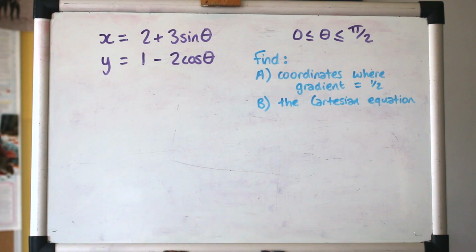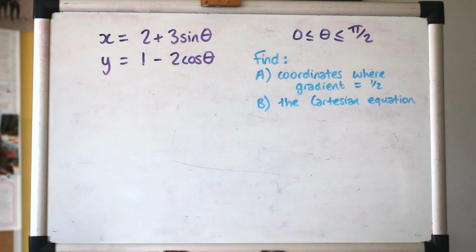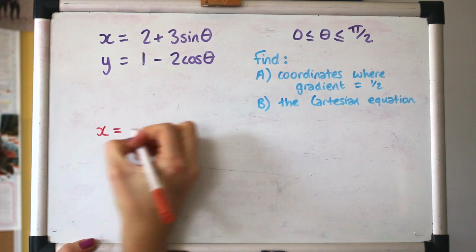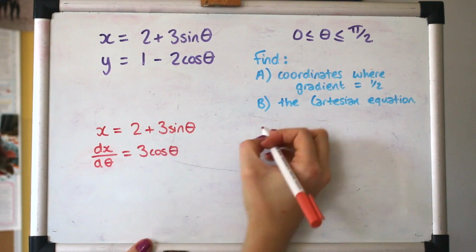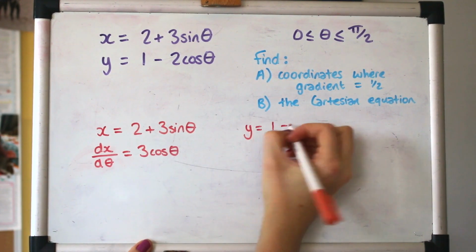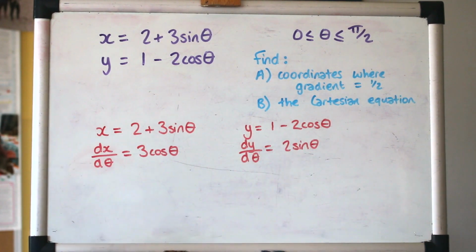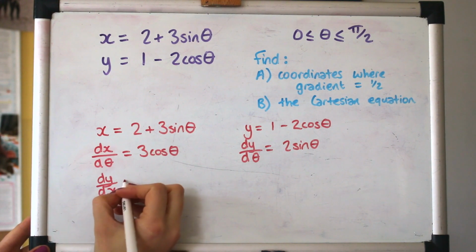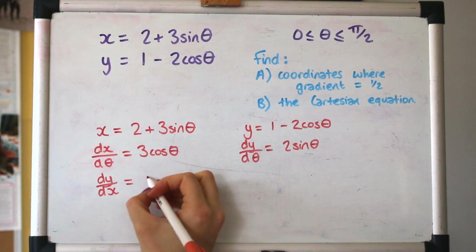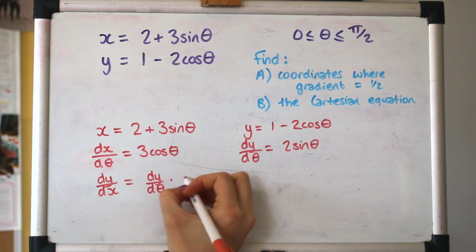Again, we're going to do it the same way as the last question. Differentiate both of these separately and use the chain rule to connect them. So please do have a go. Okay, so I've differentiated those separately. Hopefully you got the same. And then connecting them with the chain rule, using theta this time.